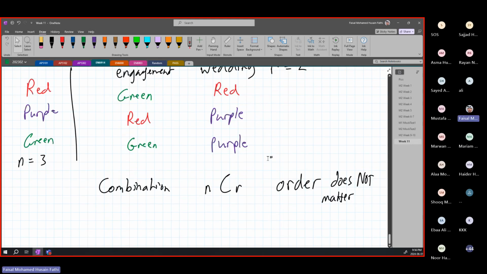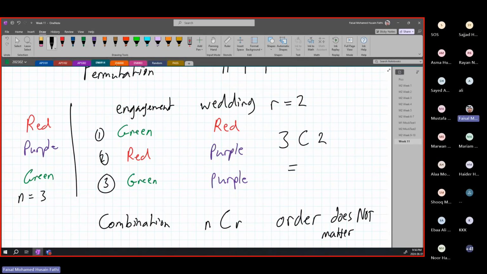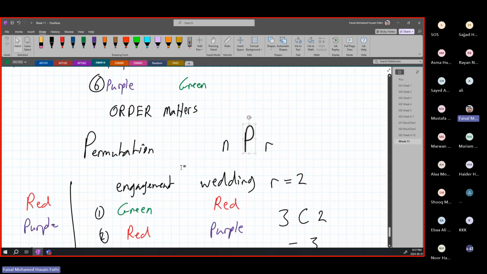So in this case, you are going to be using nCr, which is 3C2. And this, if you notice, we have 1, 2, 3. And if you put it also in the calculator, you will get 3. Okay. This is the whole idea of knowing when to use P and when to use C. Okay.